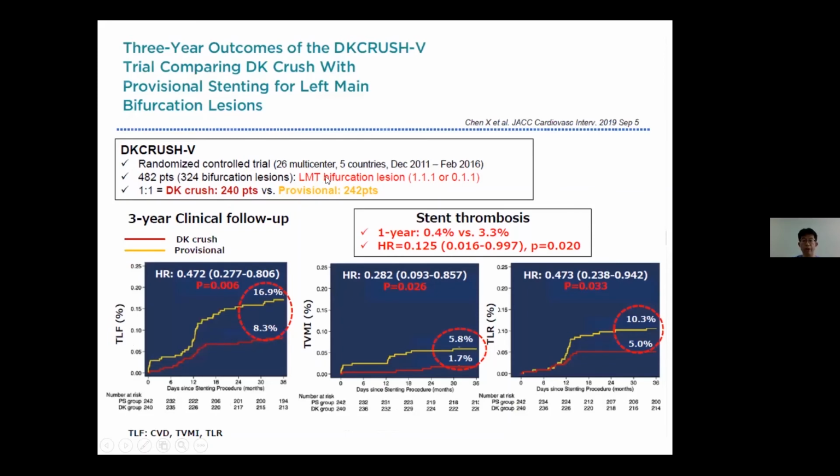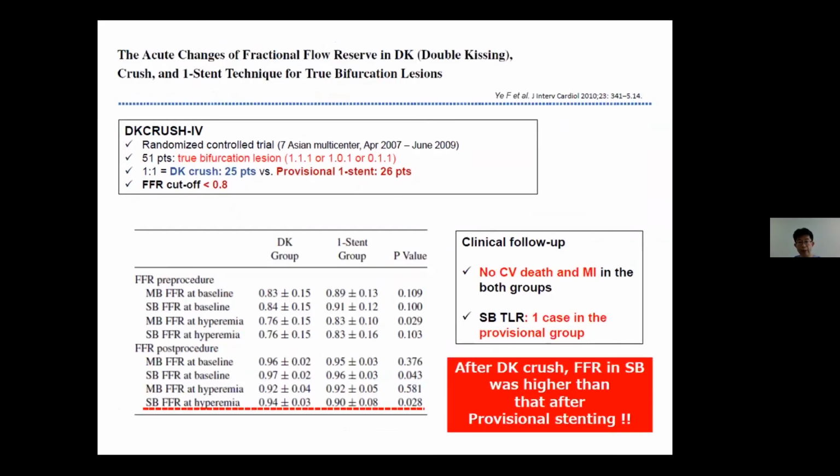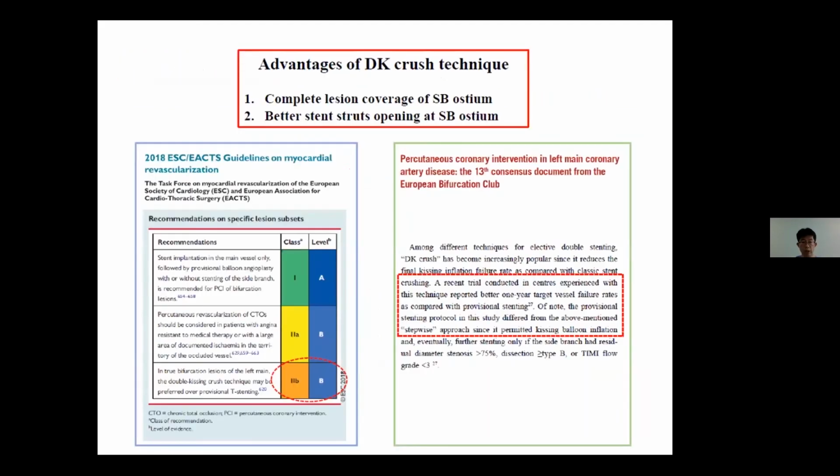In true bifurcation lesions, TVMI and TLR favor DK crush, and stent thrombosis is very low with the DK crush stenting technique. Side branch FFR at hyperemia is better compared to the single stent technique here. So the DK crush technique is commonly recommended for true bifurcation lesions. This is the ESC guideline: in true bifurcation lesions, the DK crush technique is better compared to provisional T stenting.